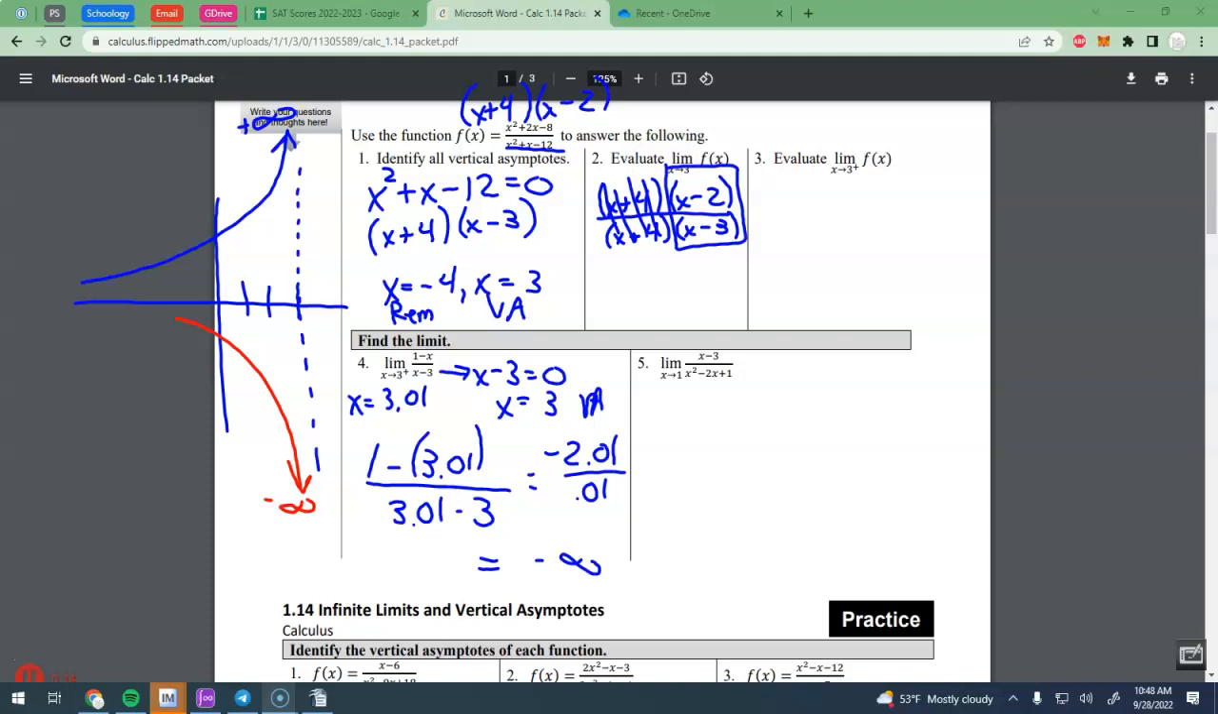And I know that 3 is a vertical asymptote. There's only 2 options for my limit: either one up forever or one down forever, so some type of infinity. I just have to figure out which one. That was 3 negative, right? That's 3 plus, so that has to be 3 minus. Okay, so plug in like 2.99. So 2.99 minus 2 over 2.99 minus 3.